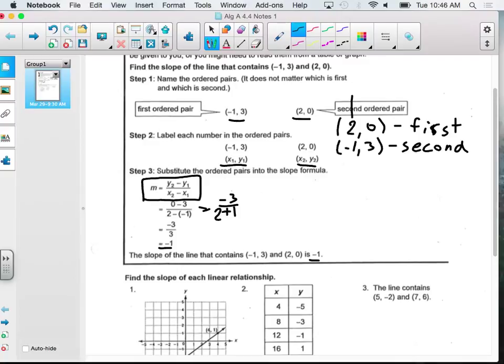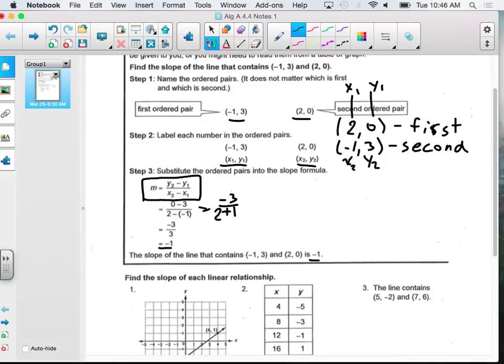Say that again? X and Y 1. Is that how we say it? X sub y1. There it is. This will be x sub 1 and this will be y sub 1. Then what will these two be? Y sub 2. And then what's our other one? X sub 2. Okay, so now that we have everything labeled, we just plug it into our formula there.